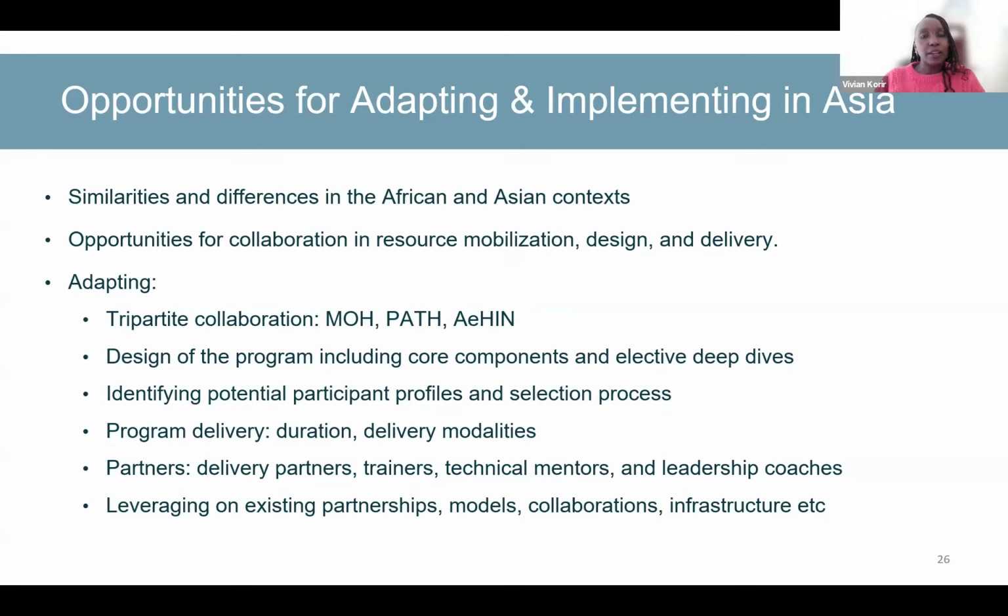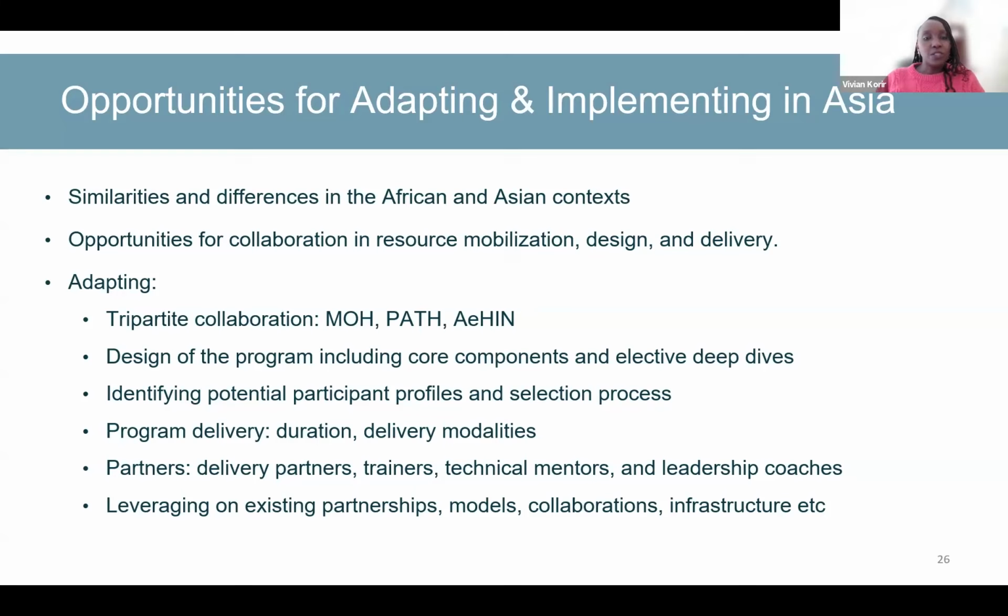In the design of the program, including the core components and the elective deep dives, it's highly adaptable. So in the design, we can look into the different components and see what is relevant in Asia, what is not relevant, what we can bring on board, what we can drop, and so forth. Also potential participant profiles, the process of selection, and program delivery in terms of duration.